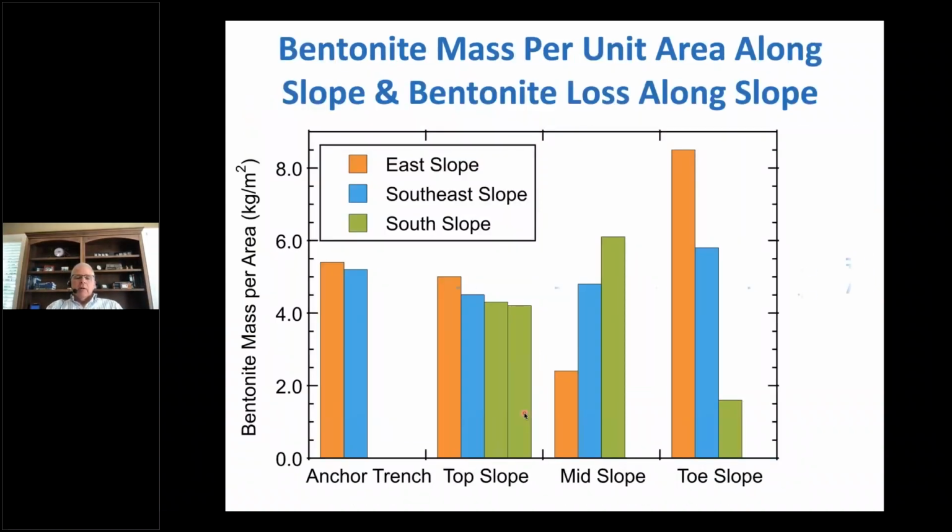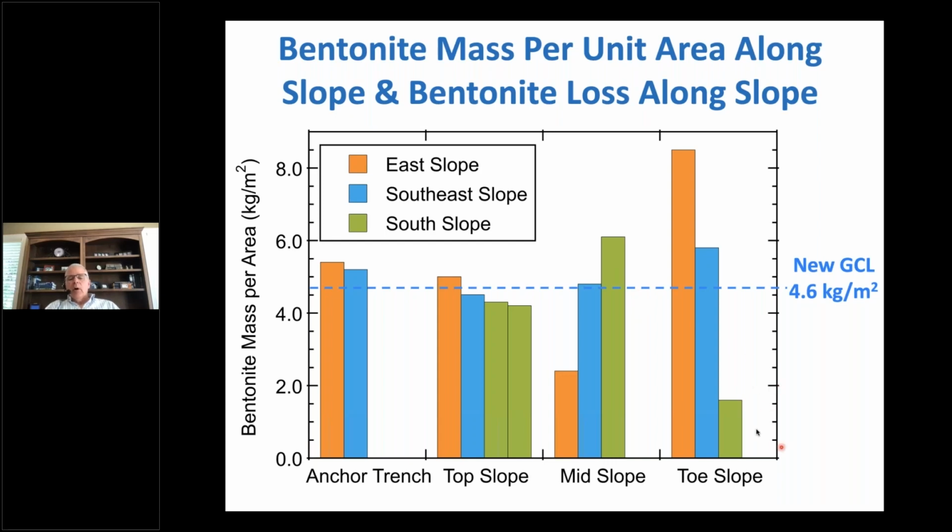Let's look at the mass per area. New GCL, about 5 kilograms per meter squared. Advertised as 4.6, but probably about 5 in the field. So up in the anchor trench, really no loss of bentonite. A little bit of loss at the top of slope, more at the middle of slope, and that's from downslope erosion, right? So for example, on the east slope, about half of the bentonite remains mid-slope. Southeast slope, almost like new, and the south slope, almost like it's accumulating.